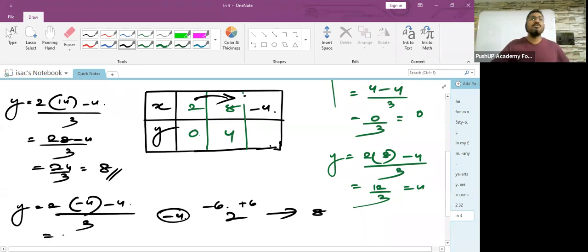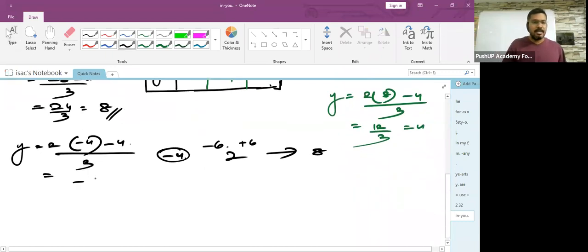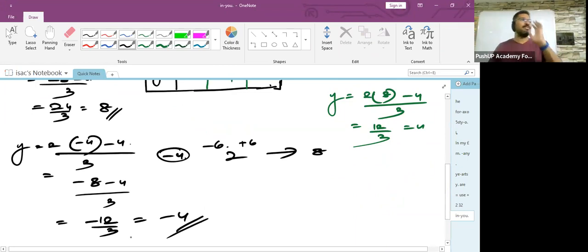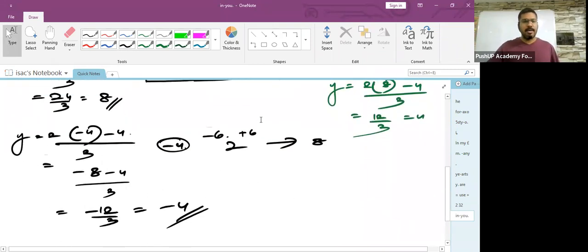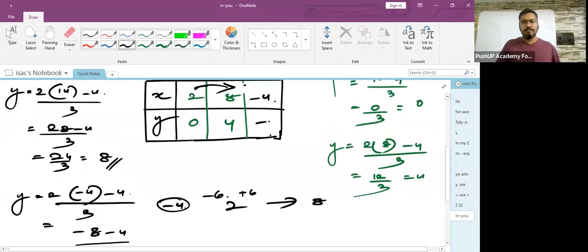minus 4, divided by 3. How much is 2 into minus 4? It is minus 8. Minus 8 minus 4, divided by 3. What is minus 8 minus 4? Minus 12 by 3. And what is minus 12 by 3? Minus 4, which is an integer value, isn't it? So this way you can use a trick and figure out the third number. So I'm getting minus 4 and minus 4. Now you can easily plot it.